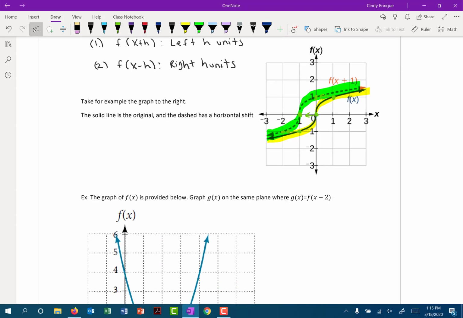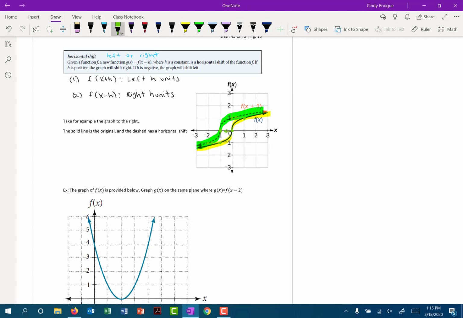So for our next example, we actually have this. We have f of x shown, and we want to graph g of x. So we want to graph g of x such that g of x is f of x minus 2. This is important to notice that that minus is inside the parentheses. So when it's inside the parentheses, I know I'm moving everything to the right 2 units. So right 2 units. Okay.